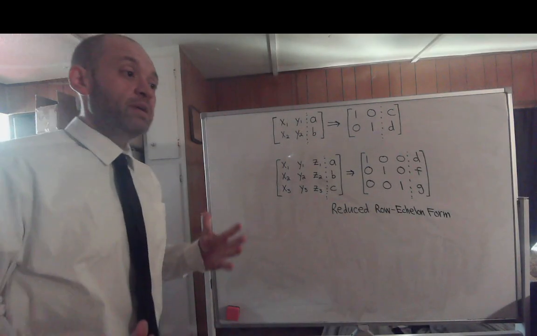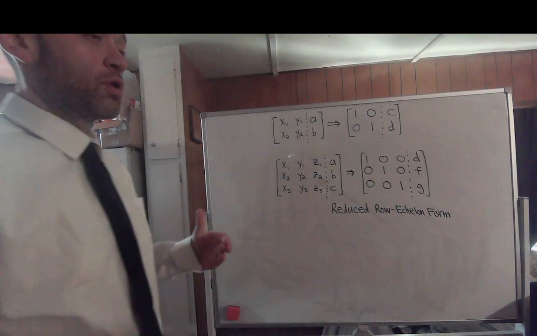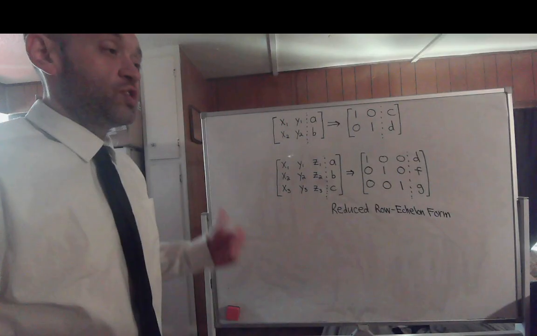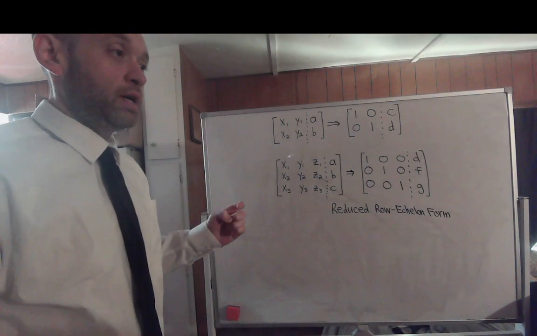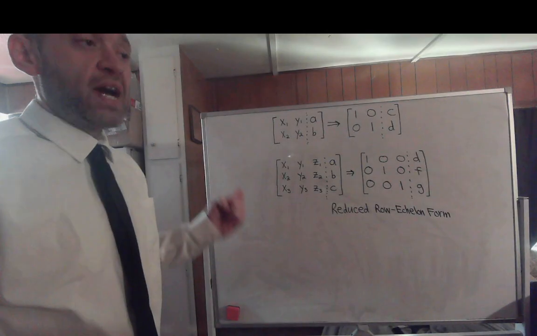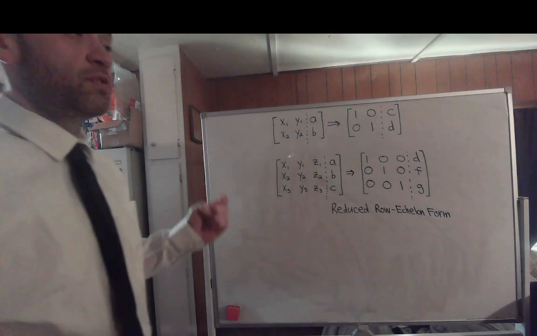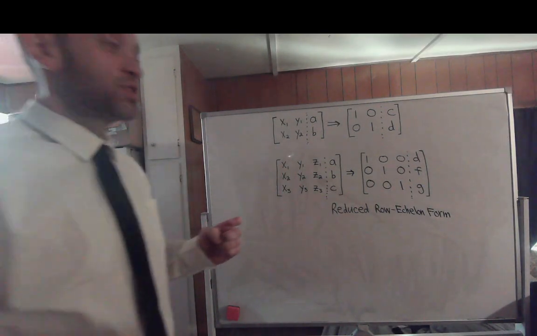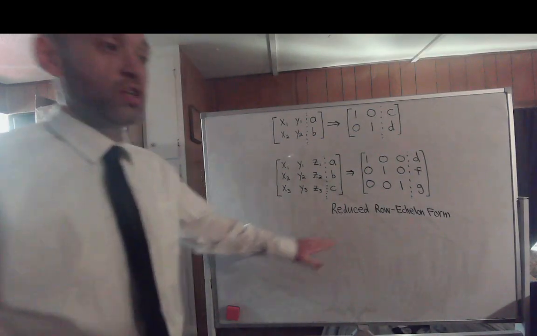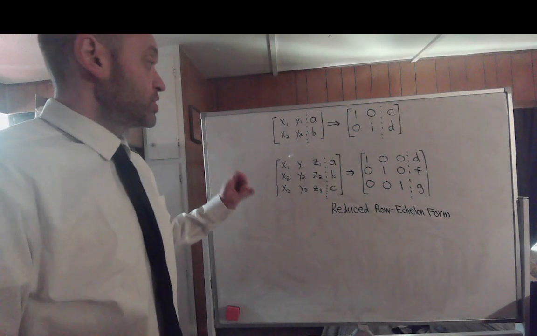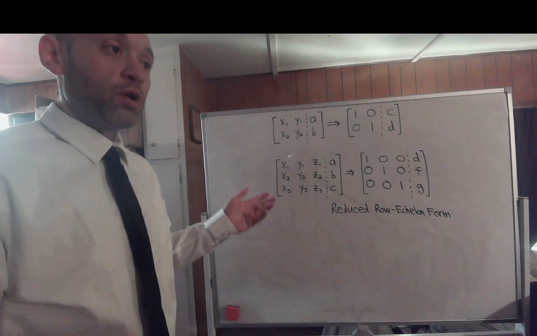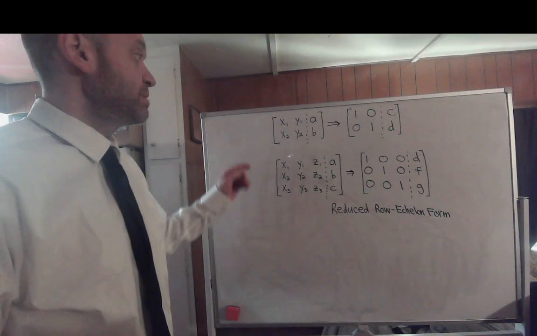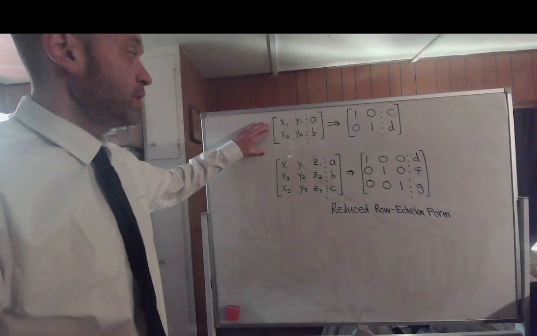Now yesterday we talked about row-echelon form, which involved getting the leading coefficient of each row to be a 1, and then we used back substitution to solve for the variables. Well, today we're going to talk about what's called reduced row-echelon form, which is going to be more work initially, but in the end it's going to be nice because you're going to have your system of equations.